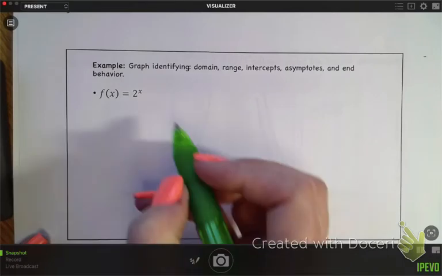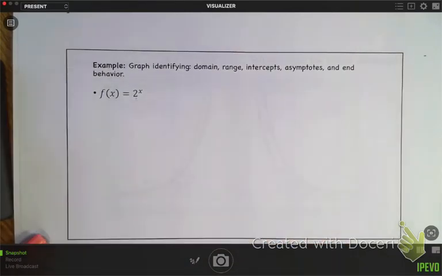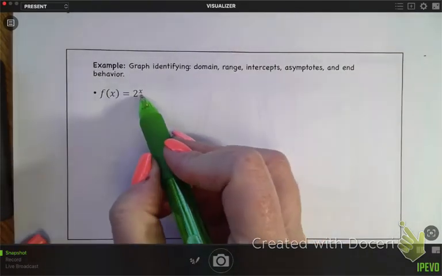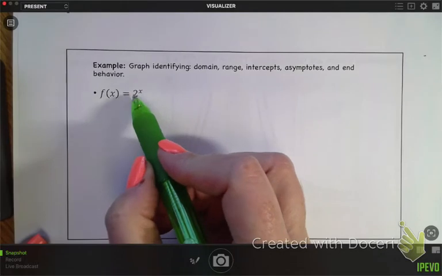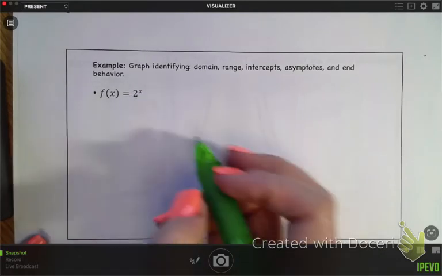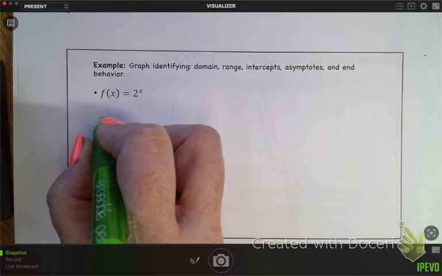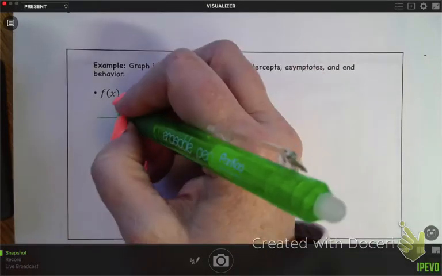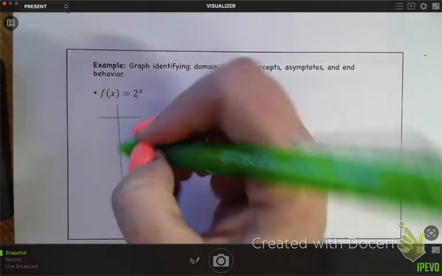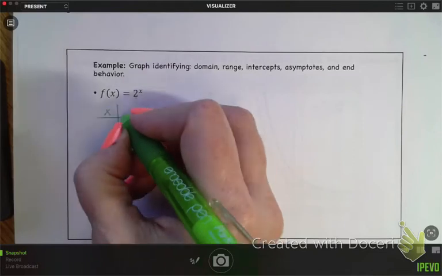Well, we know that 2 is our base. And this is an exponential function because we have an x in the exponent. The variable's in the exponent. So we don't know what this is supposed to look like yet. So we're going to make ourselves an XY chart and find out.